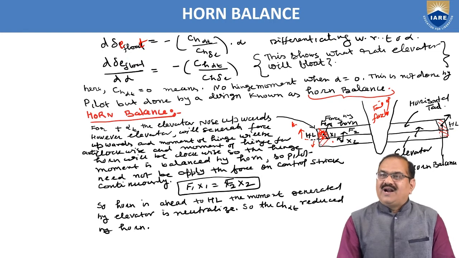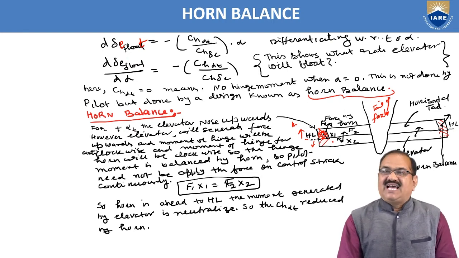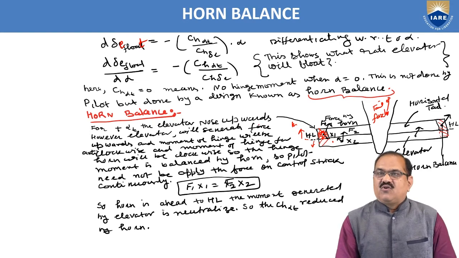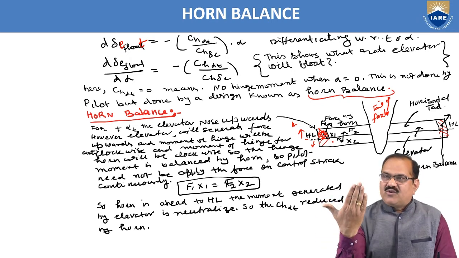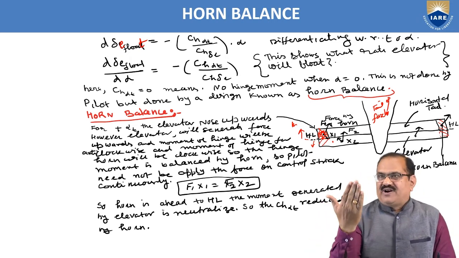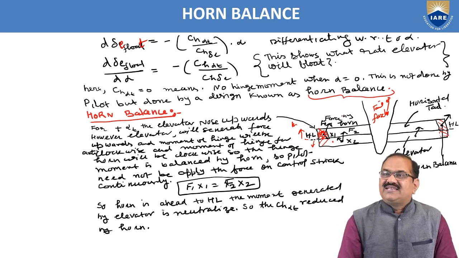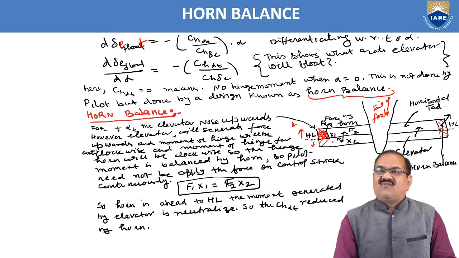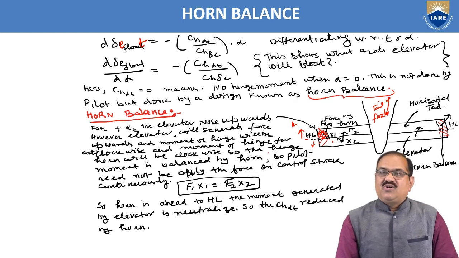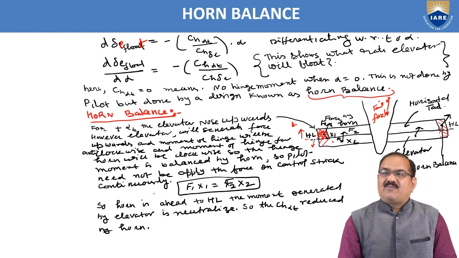So what is happening here? For positive alpha T, if the elevator is going down, its nose will go upward; the leading edge will go upward. So when this leading edge goes upward, the horn will also go upward. The elevator will generate force upward and the moment about the hinge will be anti-clockwise, and the moment of the horn about the hinge will be clockwise. So the hinge moment is balanced by the horn. So the pilot need not apply force on the control stick continuously.